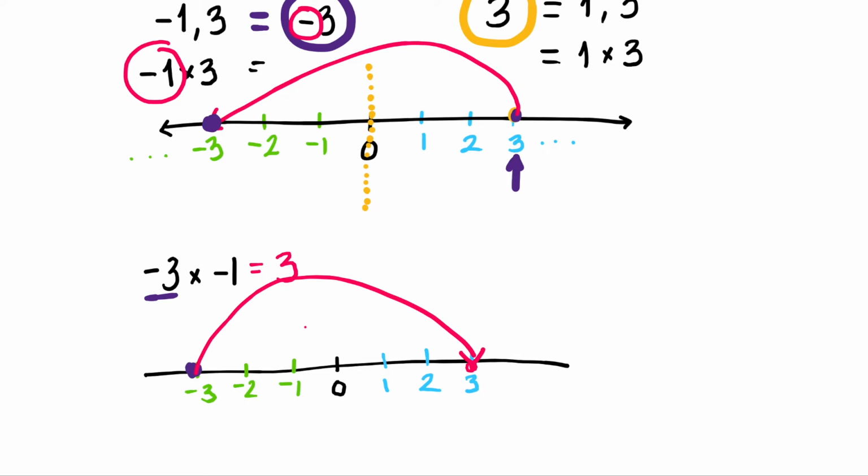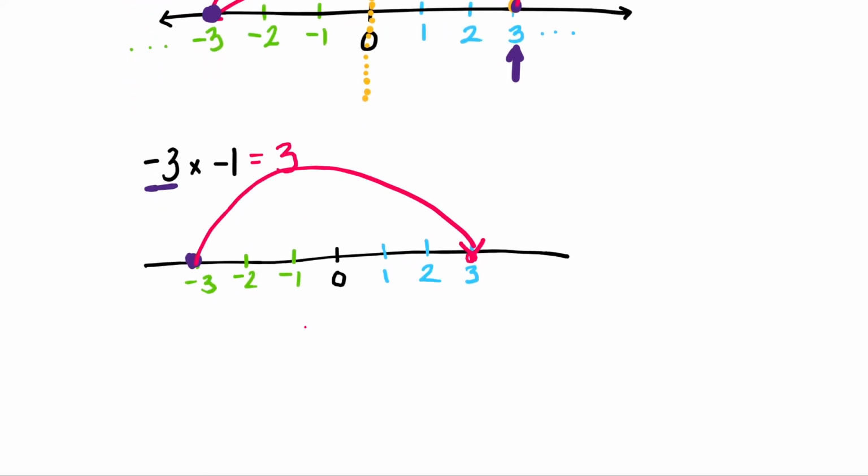What happens if I'm multiplying times a positive number? If I have something like negative 3 times 1, in that case, because there is no negative, it will remain on the same side. It won't throw it to the other side. So it remains negative. I have my 0 here, and my negative 1, my negative 2, and my negative 3. Because this one is starting here, at negative 3, if there is no negative, it remains in the same spot.